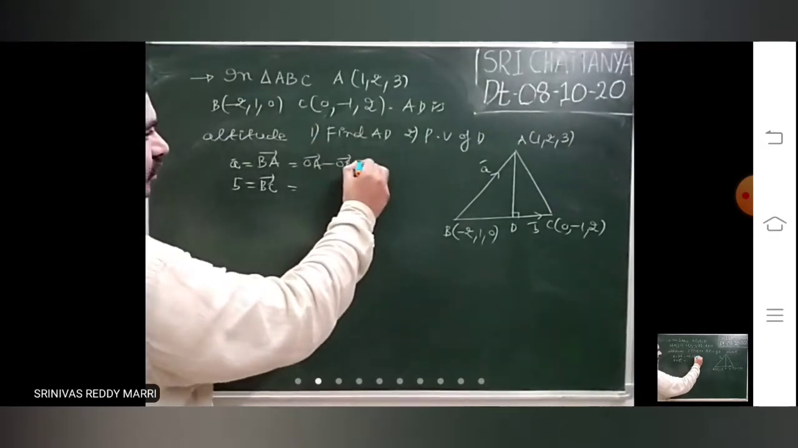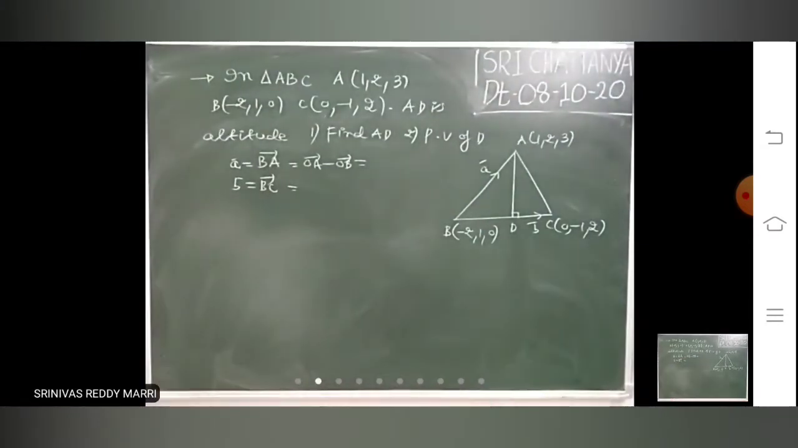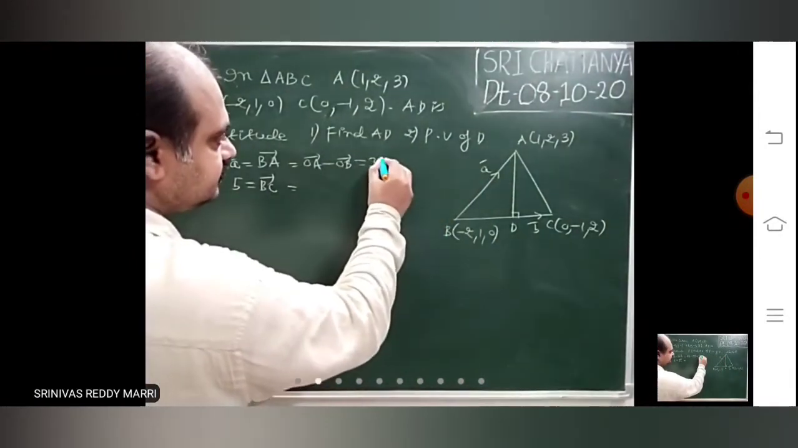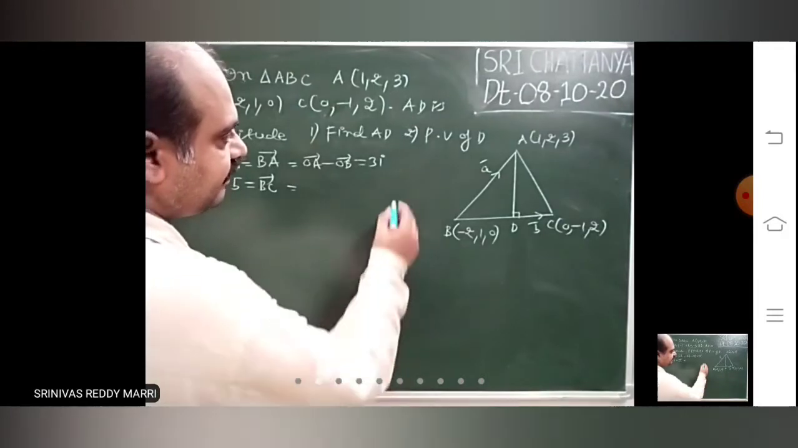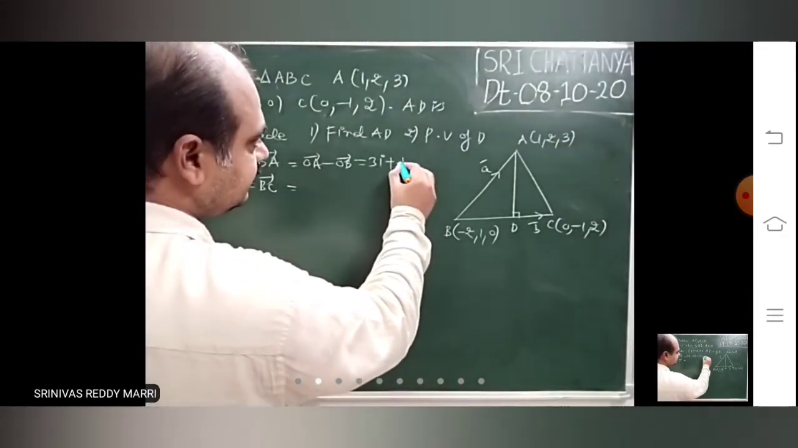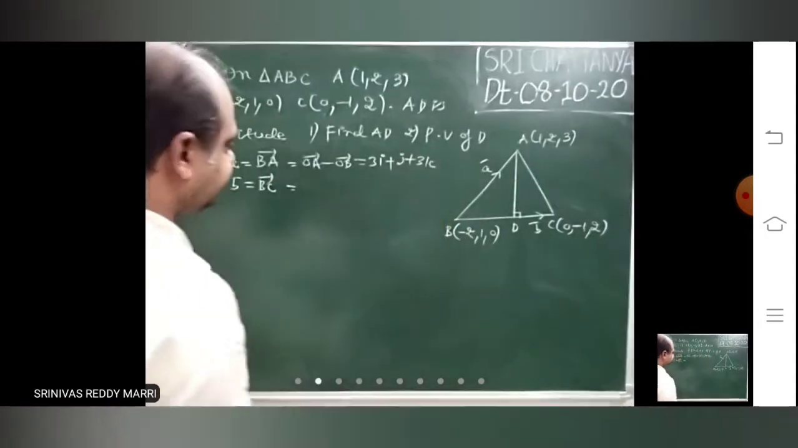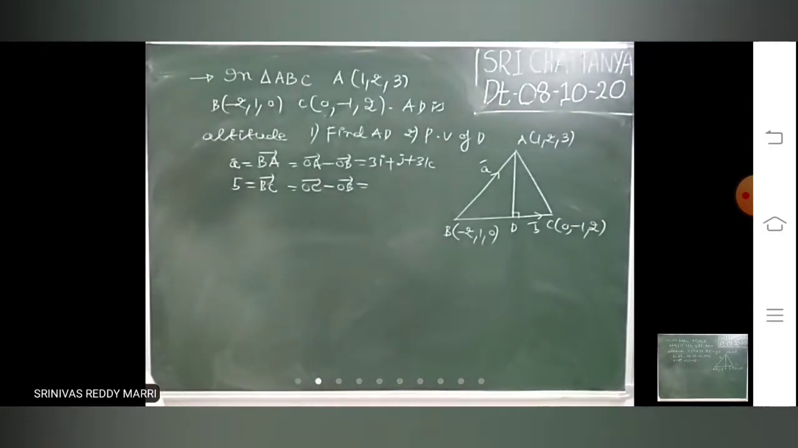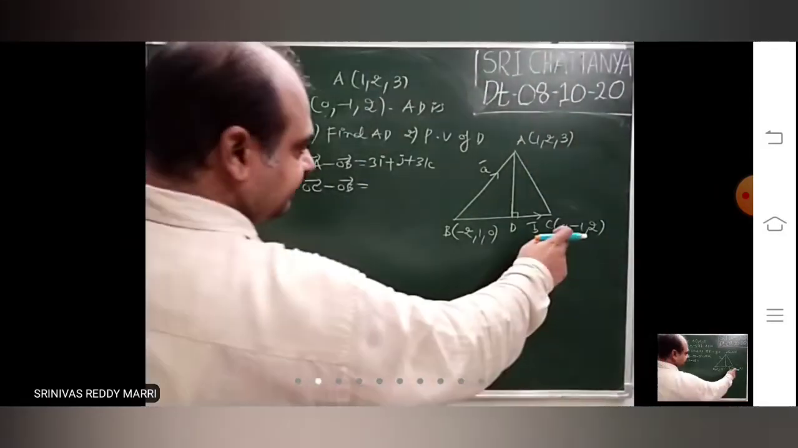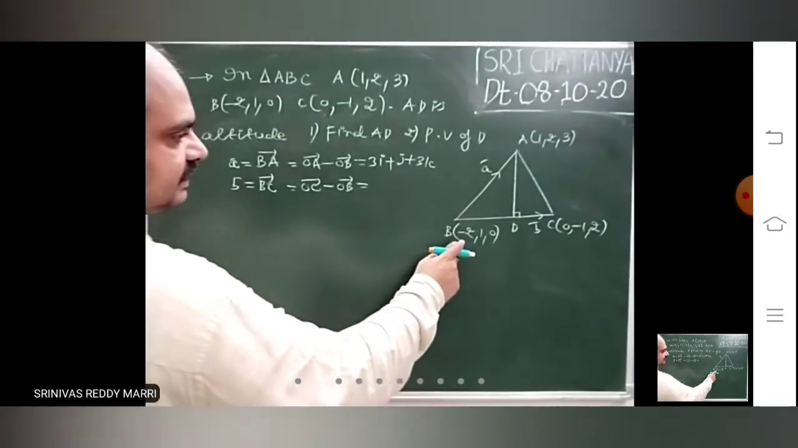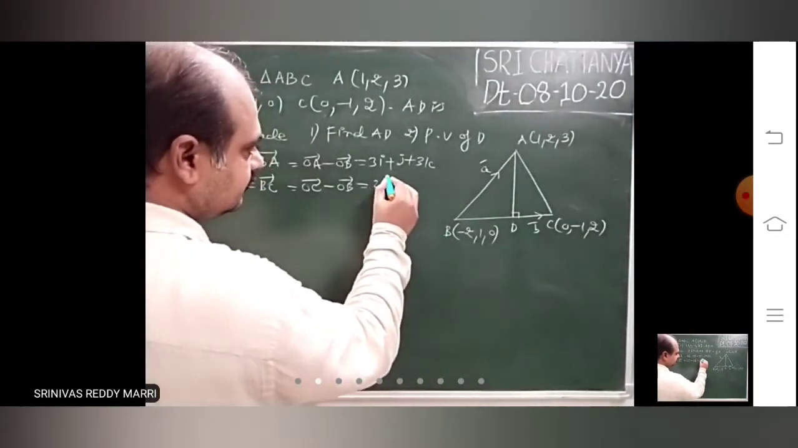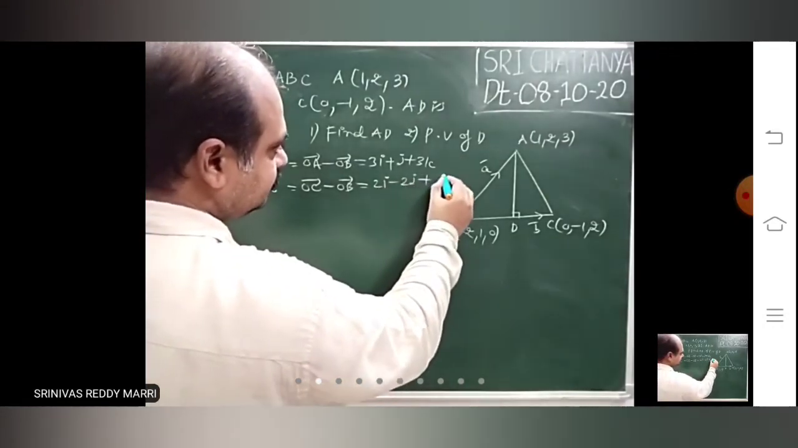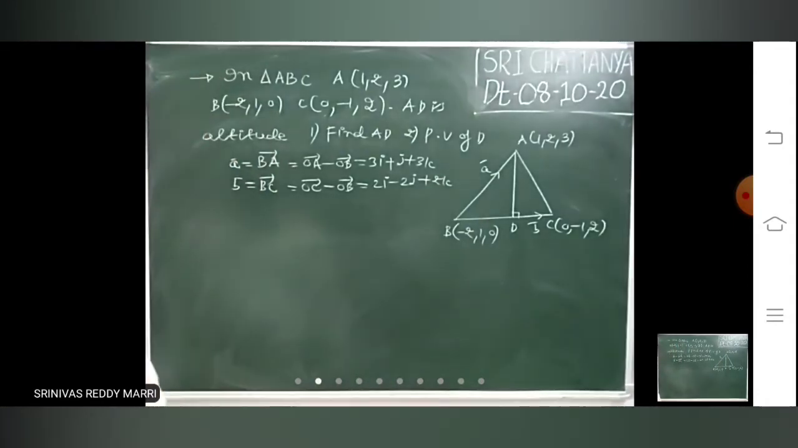OA bar minus OB bar. That means this vector minus this vector. That means 1 plus 2, 3i; 2j minus j, that means j; plus 3k. So similarly, B bar is nothing but OC bar minus OB bar. That means this vector minus this vector. That means 2i minus 2j plus 2k. So these are the two vectors.